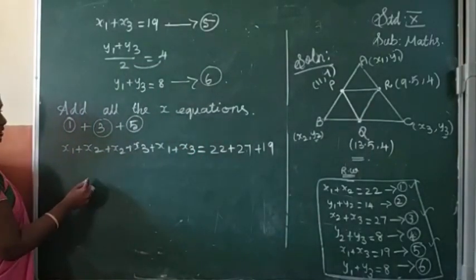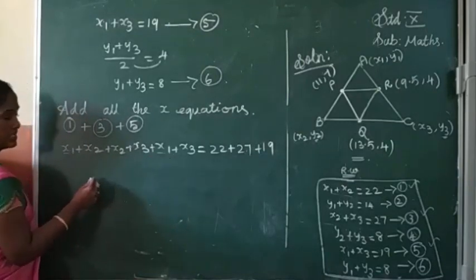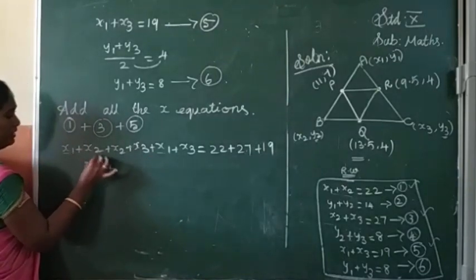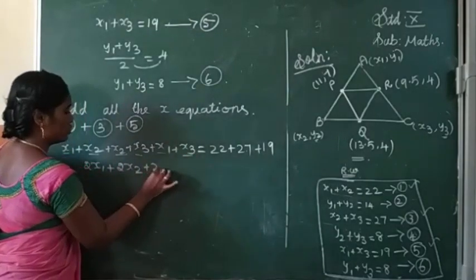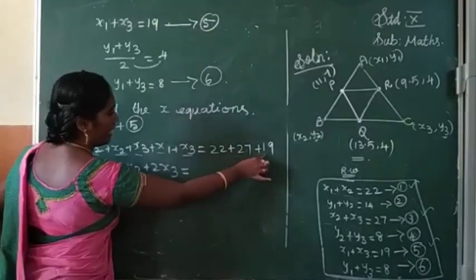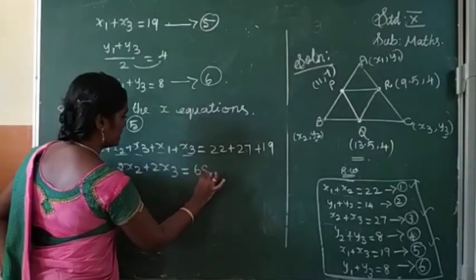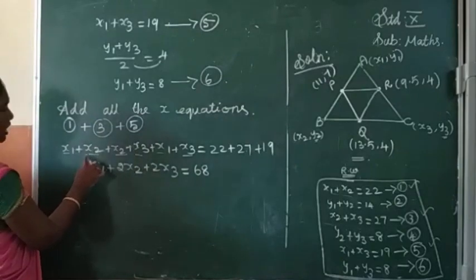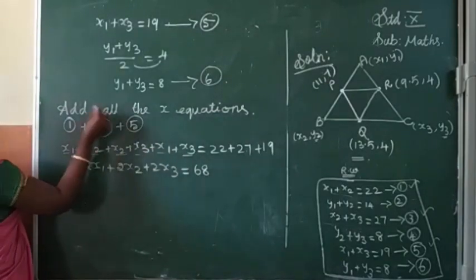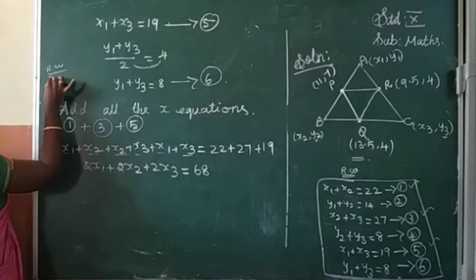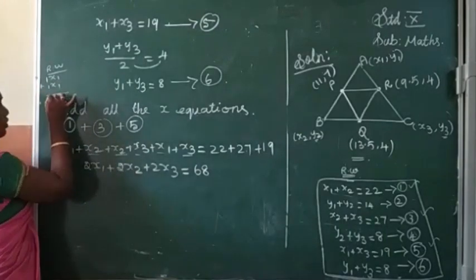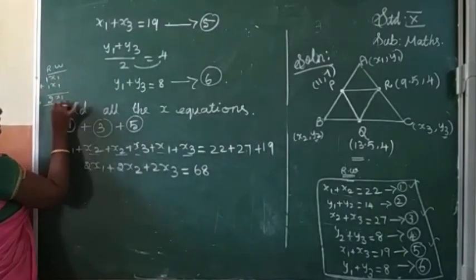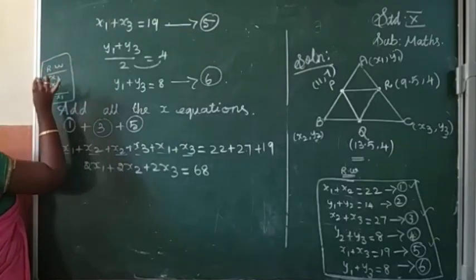Now we are going to add. x1 plus x1 we will get 2x1. Then x2 plus x2 we will get 2x2. Then x3 plus x3 we will get 2x3 is equal to, if we add all these numbers, we will get the answer 68. If you don't know how to add x1 plus x1, just do it for the coefficients. Here the coefficient is 1, here also the coefficient is 1. 1 plus 1 is 2, so the answer will be 2x1. This is the adding procedure.